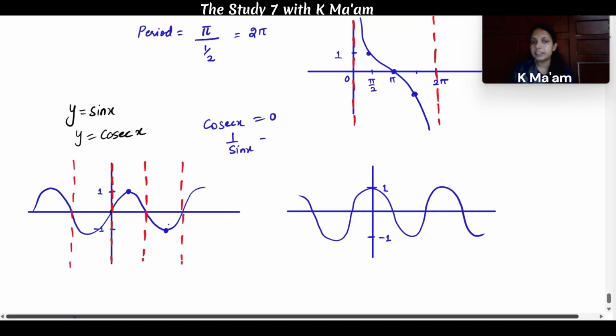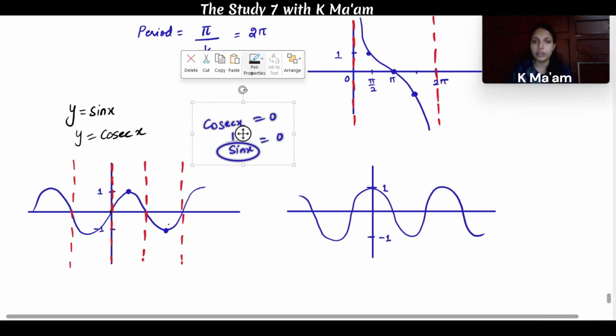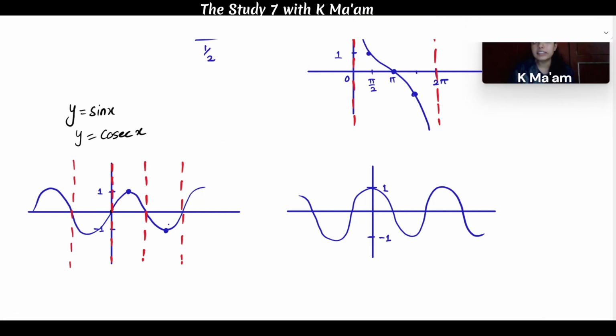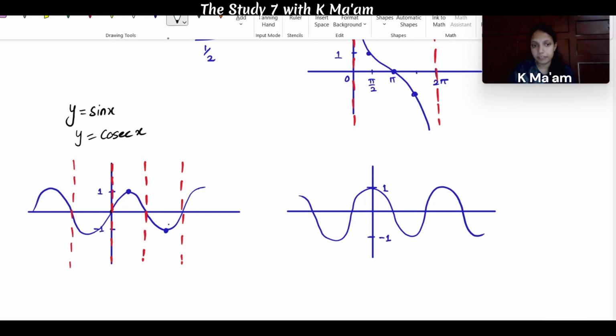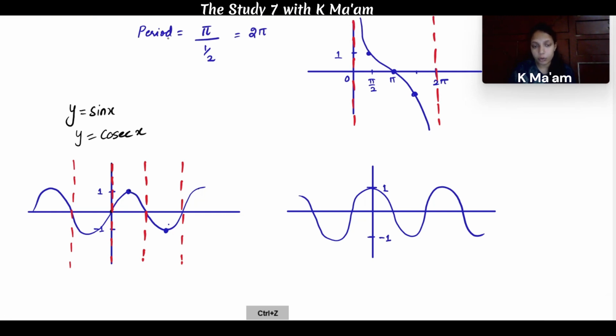Cosecant x is 1 over sine x. Is it possible 1 over sine x is 0? No. Because sine x is always a finite value between -1 and 1. Even if it is 0, it gives you undefined. It will never give you 0. 1 over sine x is never 0. So that means your cosecant graph is not going to cut the x-axis. Instead of down, it will go up. Similarly, if it goes down, that means it cuts the x-axis. But cosecant is not 0. So it has to go upside.